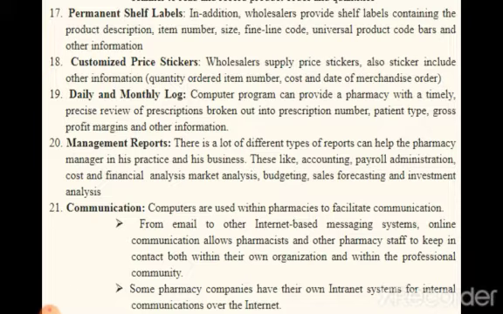Communication. Computers are used within pharmacies to facilitate communication, from email to other internet-based messaging systems. Online communication allows pharmacists and other pharmacy staff to keep in contact both within their own organization and within the professional community. Some pharmacy companies have their own internet systems for internal communication.